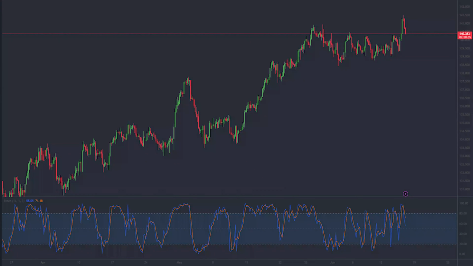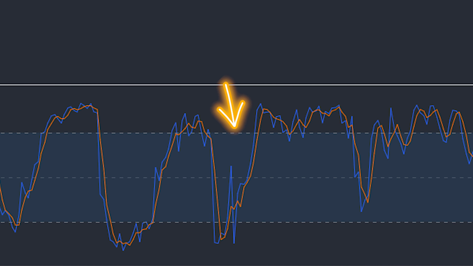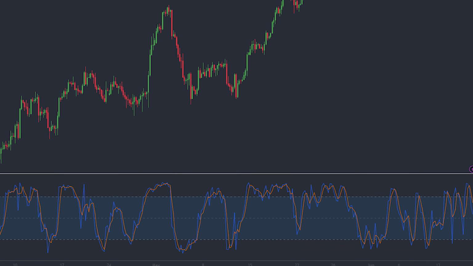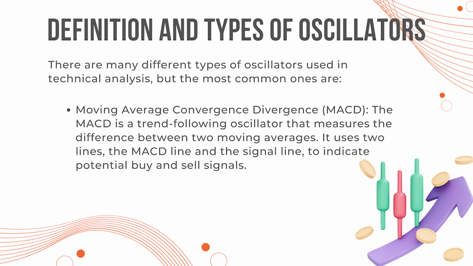Stochastic Oscillator. The stochastic oscillator is a momentum oscillator that compares the current price of a security to its price range over a certain period of time. It uses two lines, %K and %D, to measure the strength of a security's trend and identify potential areas of overbought or oversold conditions. Moving average convergence divergence.